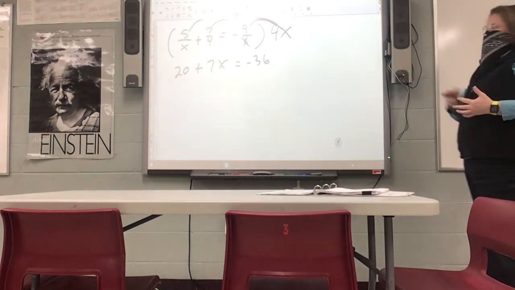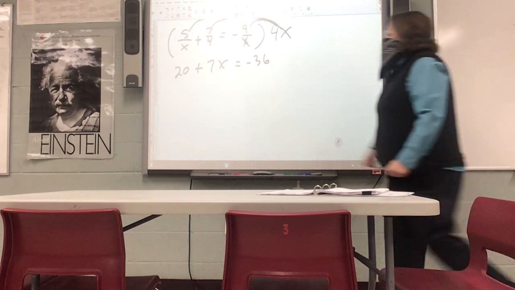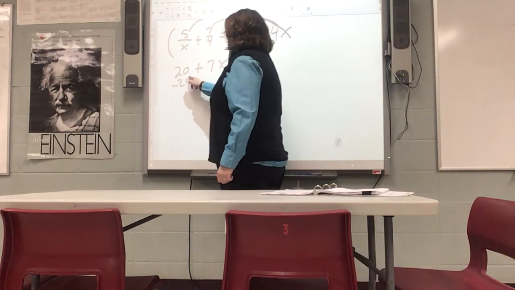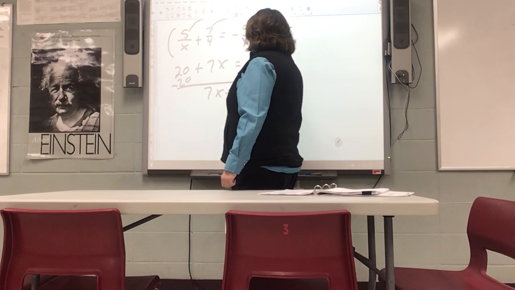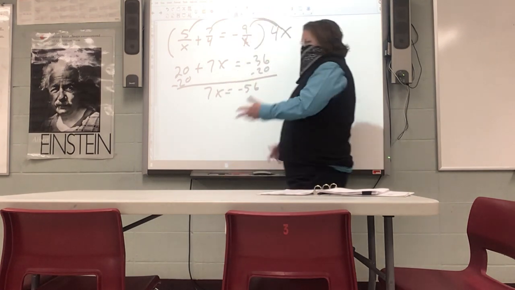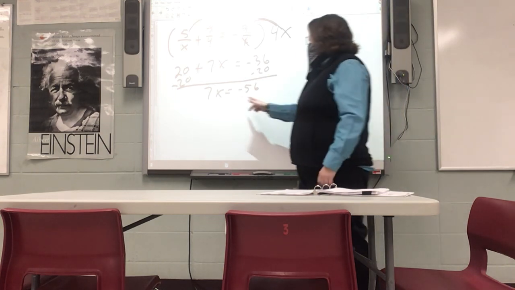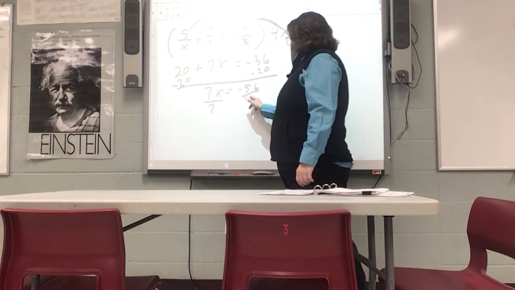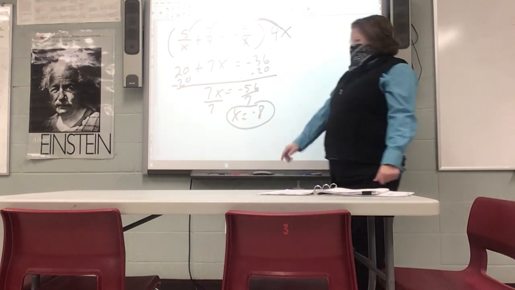Okay, so now we got a 2-step equation to solve. What would we do? Move the 20 over. So 7x is equal to negative 56. We just had that line on the way Christian did it a minute ago. Now divide by 7. Same answer. Not too shabby.